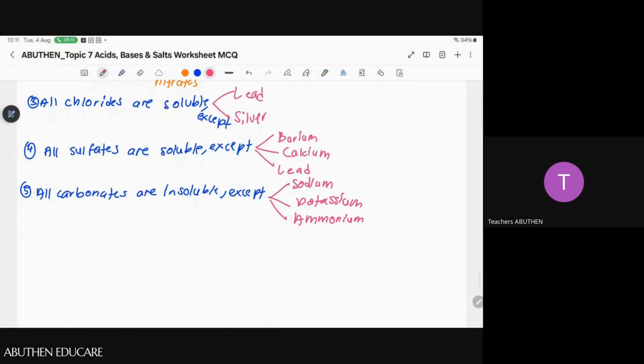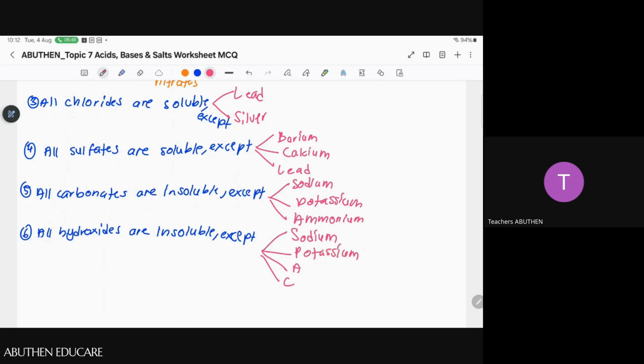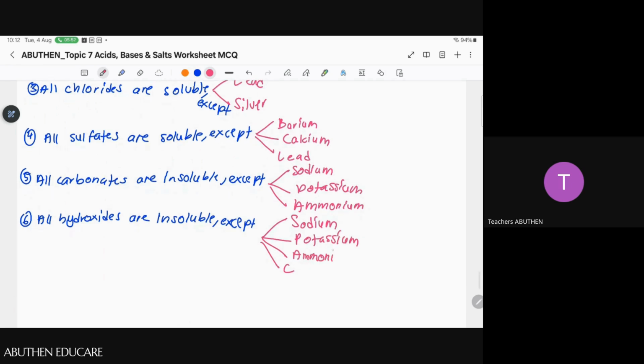So the last rule here is about hydroxide. When you say hydroxide, everything will be insoluble except SPA C. So what does that C stand for? C actually stands for calcium. So all hydroxides are insoluble except SPA C: sodium, potassium, ammonium, and also calcium. Actually calcium will be considered as partially soluble.